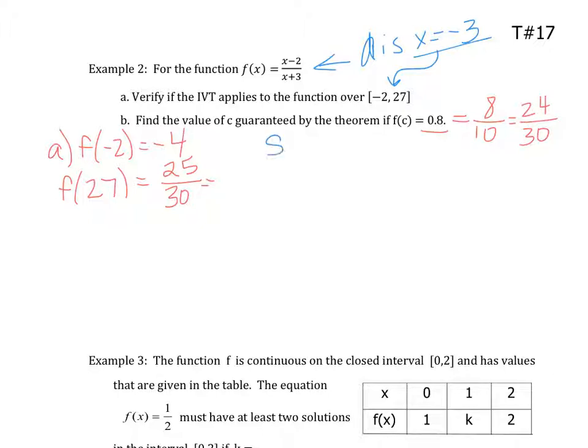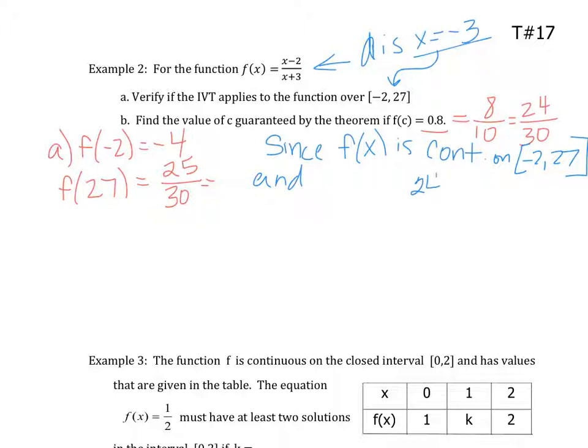So again, I write, since f of x is, and you can abbreviate, continuous on the closed interval negative 2 to 27, and 24 over 30, which is that, is between negative 4, certainly bigger than the negative, and less than 25 over 30. The IVT applies.